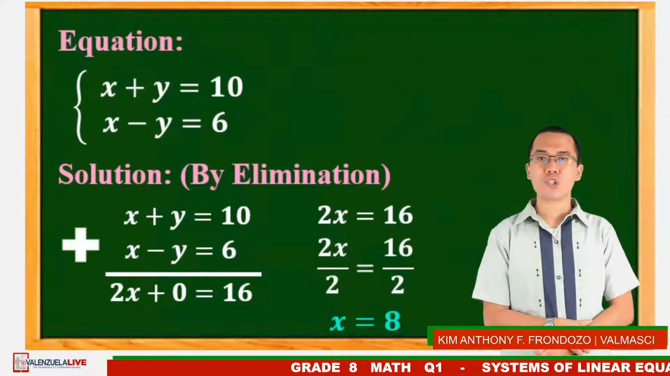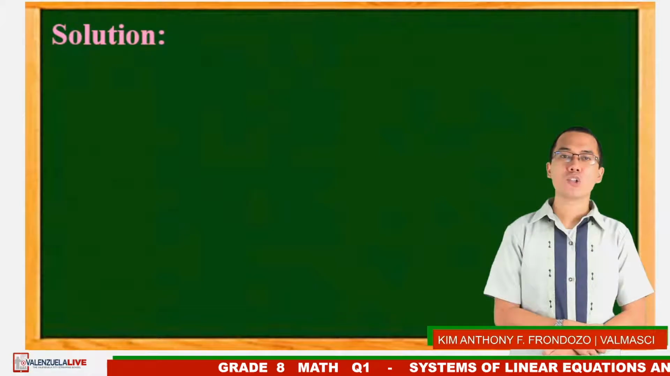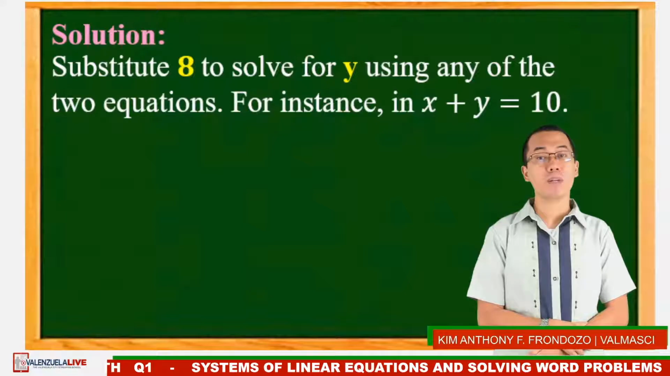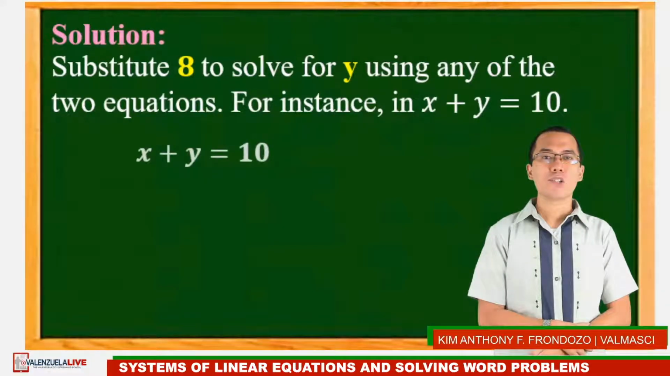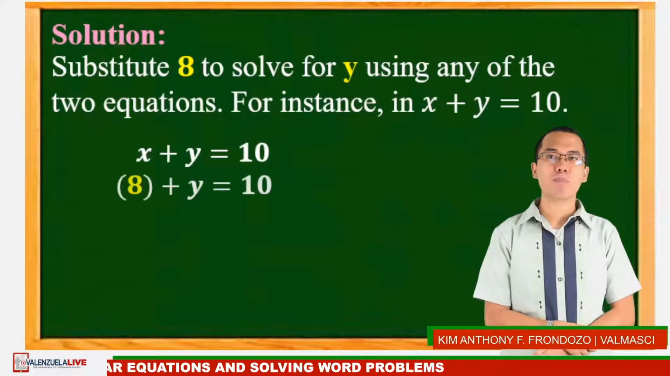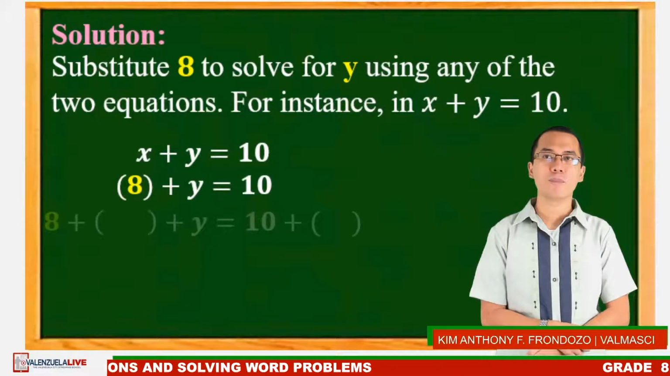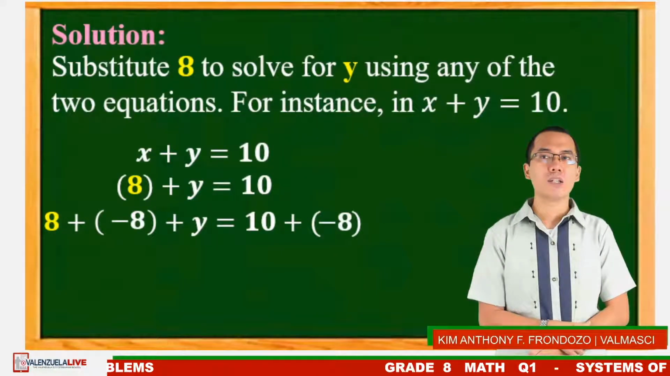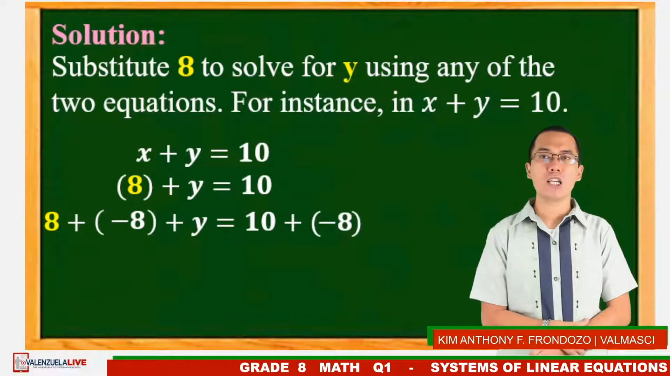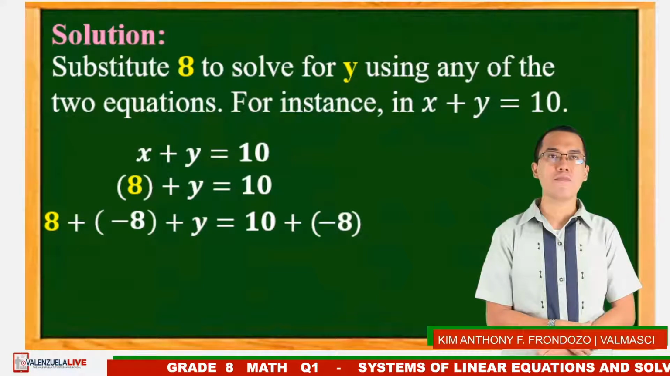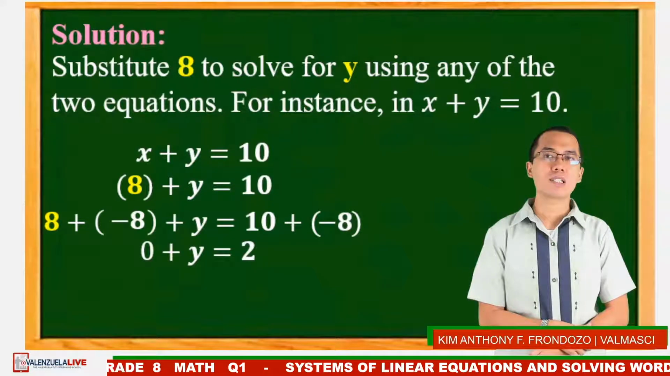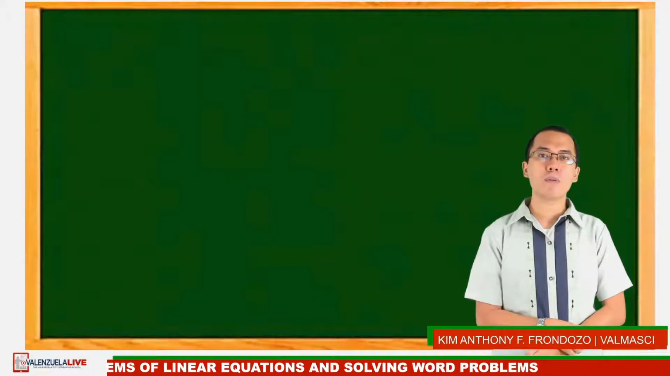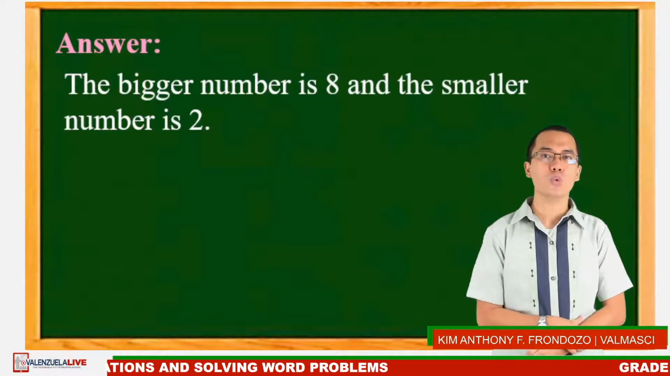Now, substituting the value of 8 to solve for y in any of the two equations. So for instance, we have x plus y equal to 10. By substitution, 8 plus y is equal to 10. Now, by the addition property of equality, we add to both sides of the equation negative 8. So we'll have 8 plus negative 8 plus y is equal to 10 plus negative 8. This will give us 0 plus y equal to 2. So y is equal to 2. So the bigger number is 8 and the smaller number is 2.